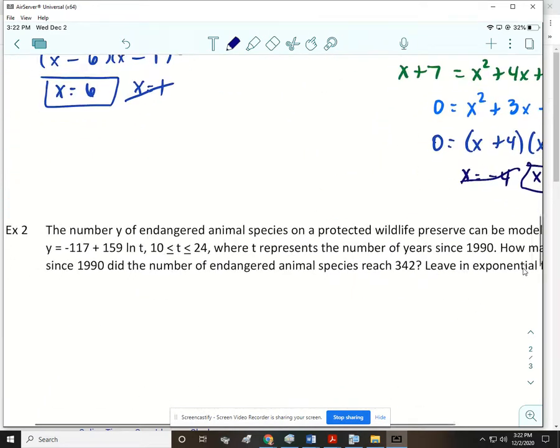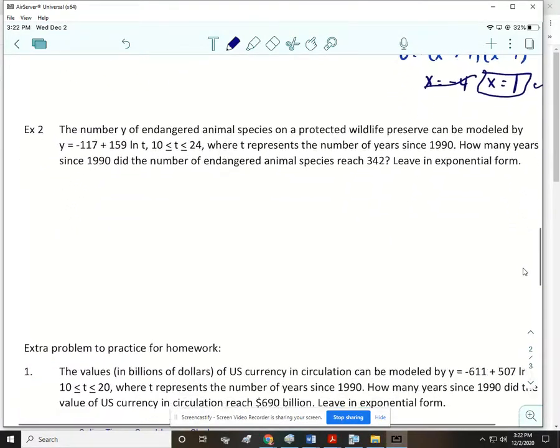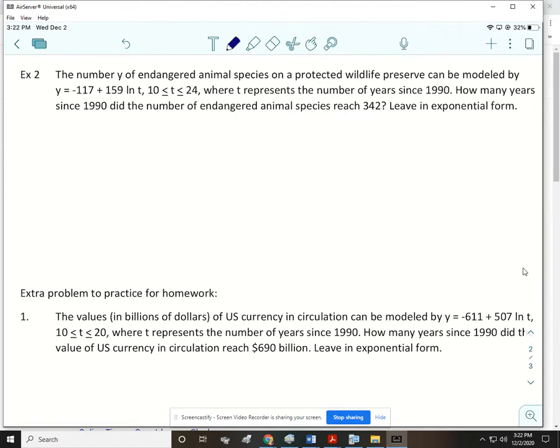All right, we are going to do one application problem. So for example 2, the number y of endangered animal species on a protected wildlife preserve can be modeled by that equation y equals -117 plus 159 natural log of t, where t is between 10 and 24, and t represents the number of years since 1990. So that would mean that 10 is 2000 because you add 10 to 1990.